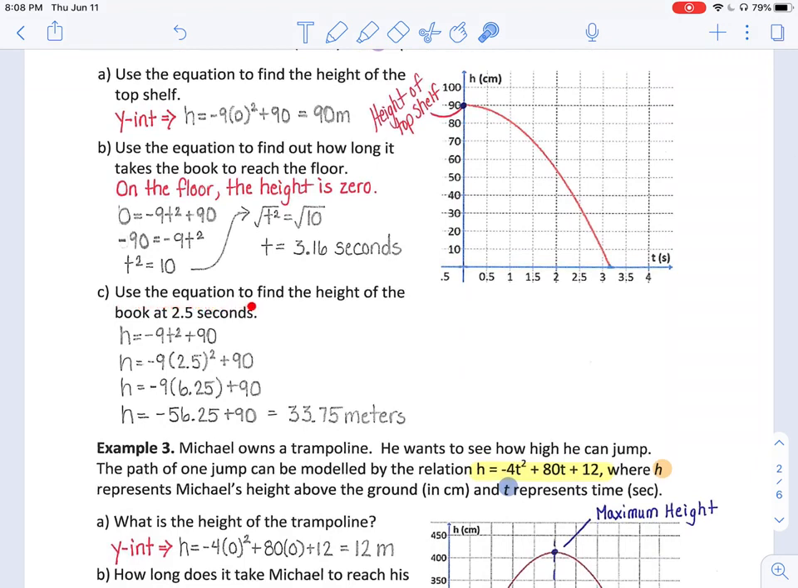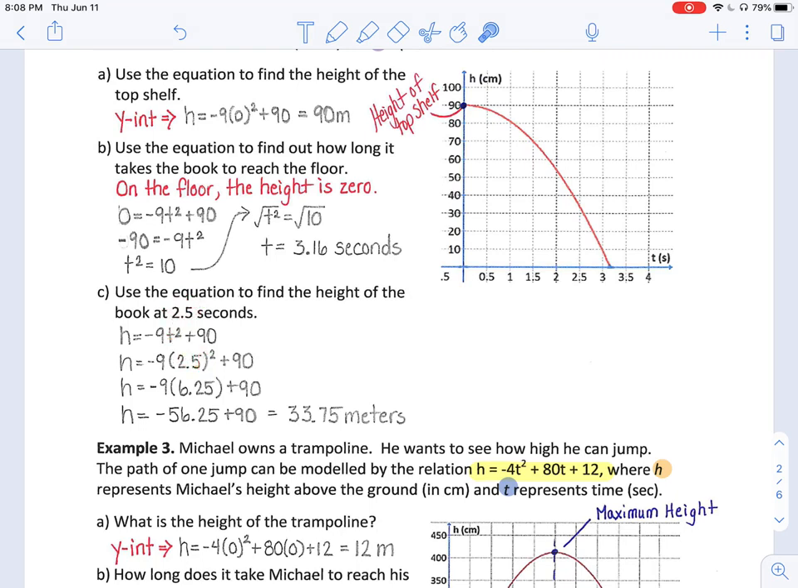Use the equation to find the height of the book at 2.5 seconds. So what this is asking is, how high is the book when the time elapsed has been 2.5 seconds? So we're given a piece of information here. This is our time value. So we sub in our value for time into our equation like we've done here.